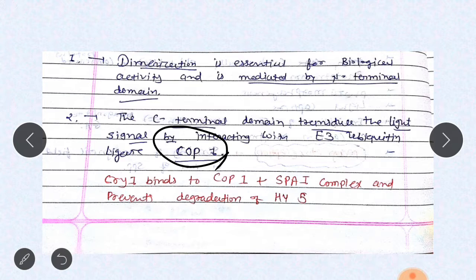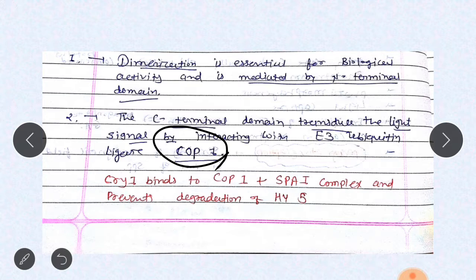Same thing happens here. Now what happened? The cry1 binds to the COP1 and SPA1 complex and prevents its degradation. Now I talked about the COP1. COP1 is activated during red light, so during other lights it is inactivated. Now the cryptochrome is a blue light receptor. It mediates the same thing as phytochrome.